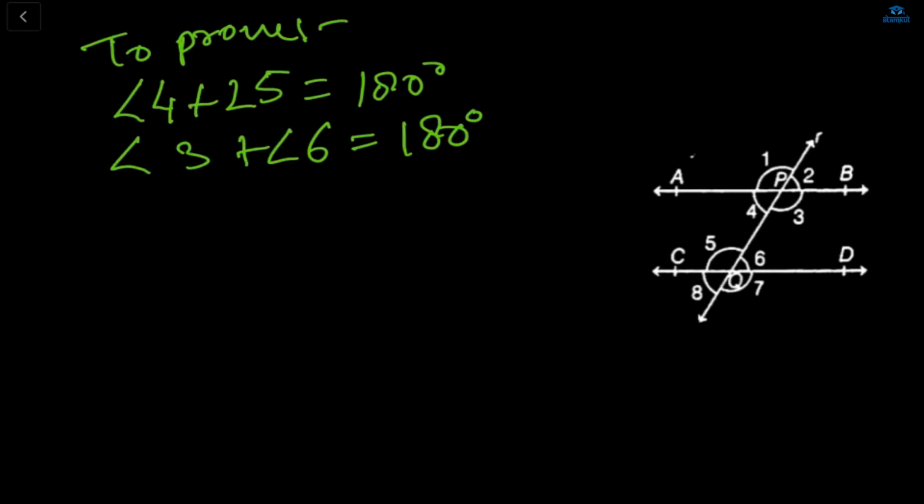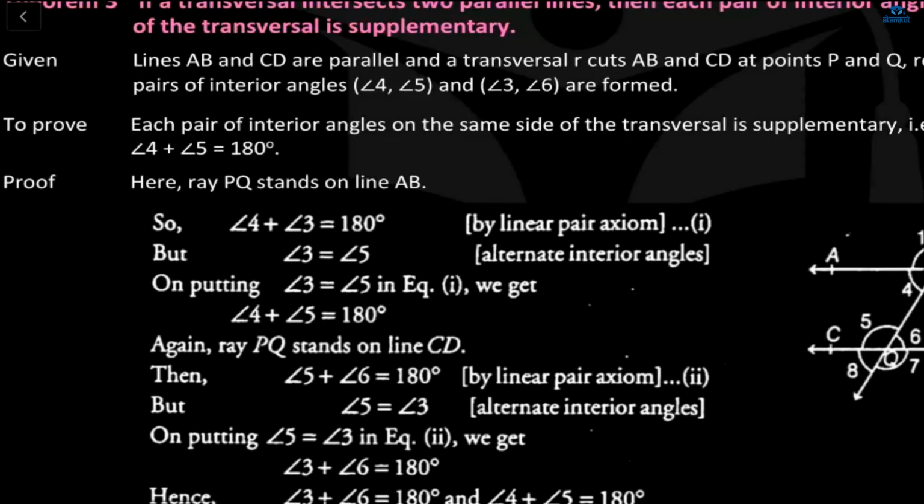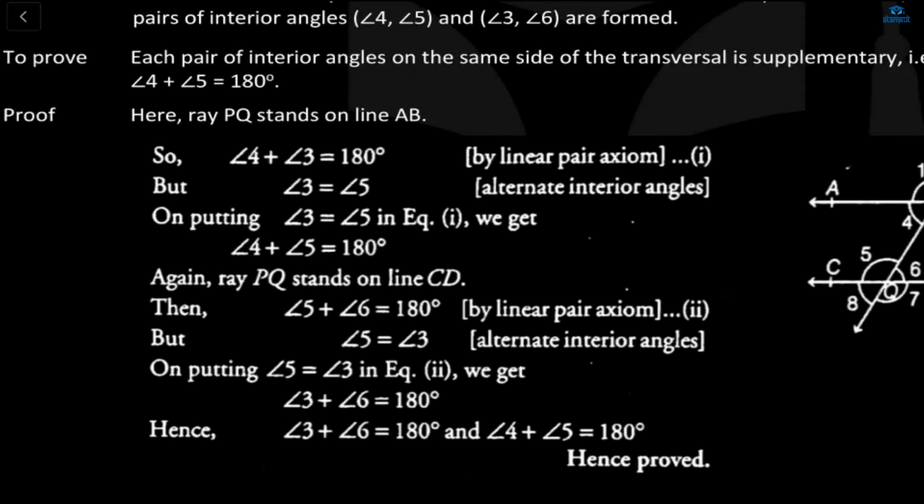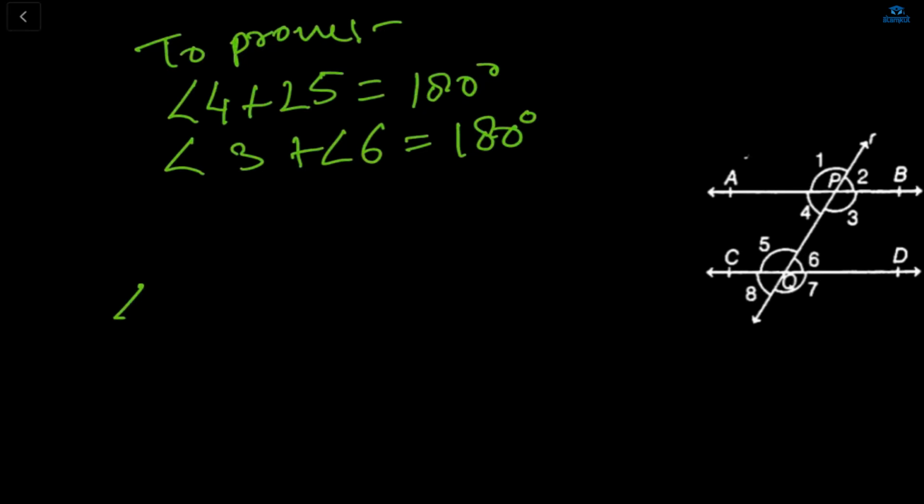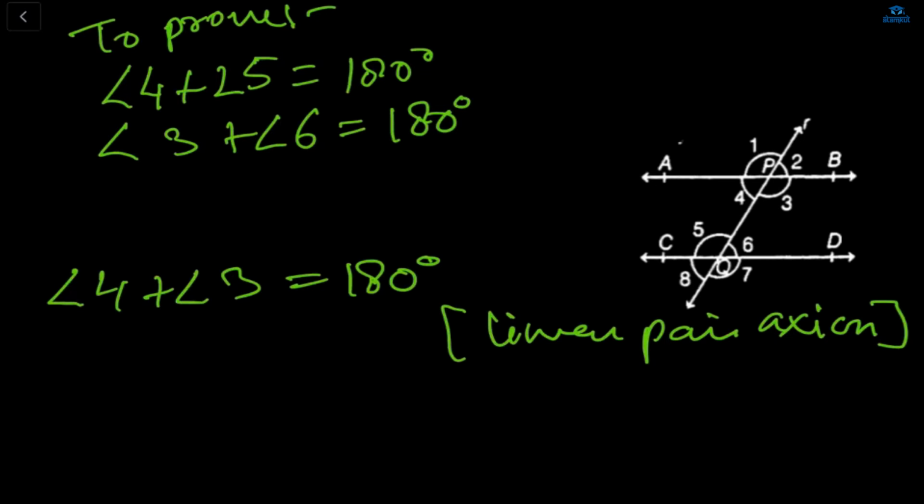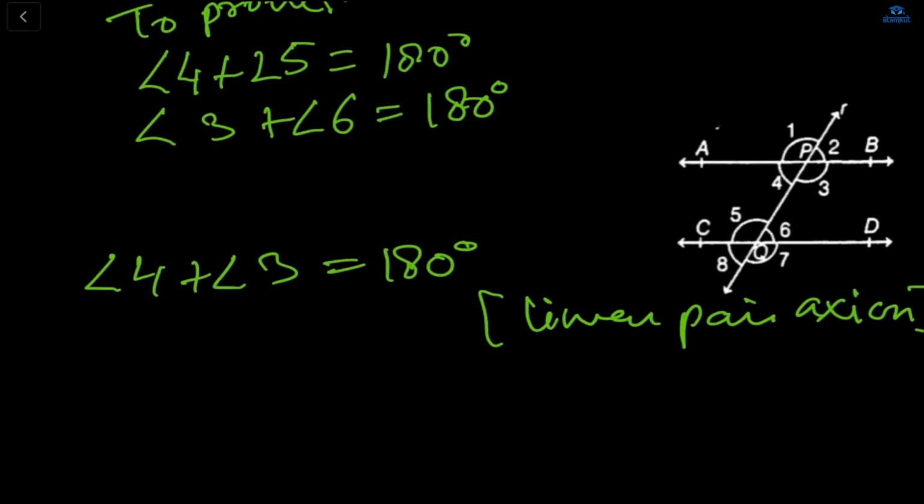What is given, that the lines are parallel? Yes. So if the lines are parallel, just see the figure here. Now angle 4 plus angle 3 is equal to 180 degrees, from the linear pair axiom. Now you can see that angle 3 is equal to angle 1. Sorry, angle 3 is equal to angle 5. Angle 3 is equal to angle 5. Why? Alternate interior angles.